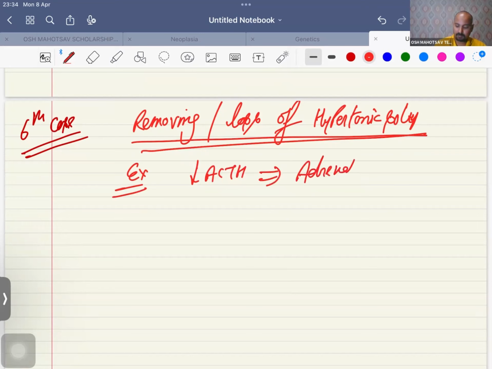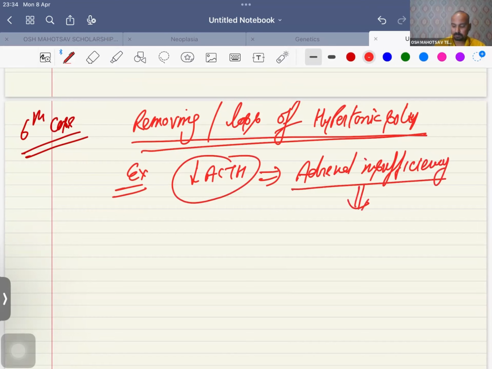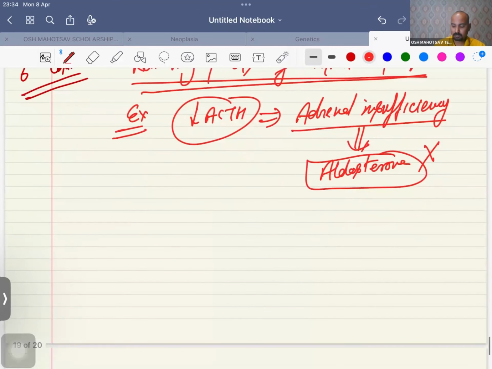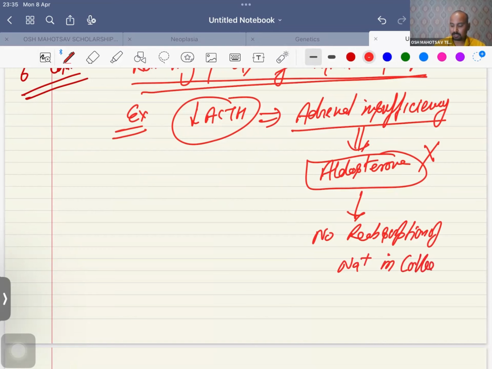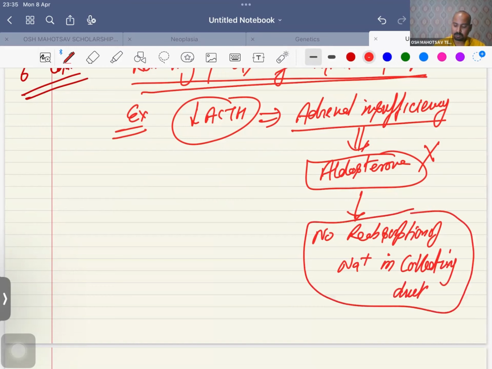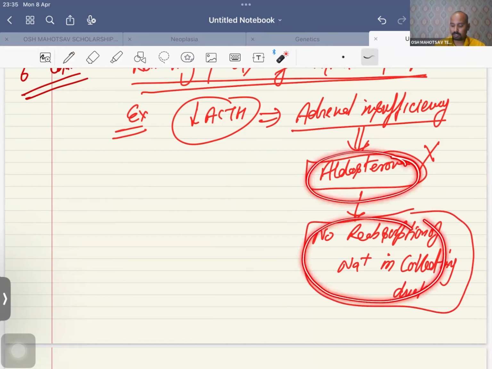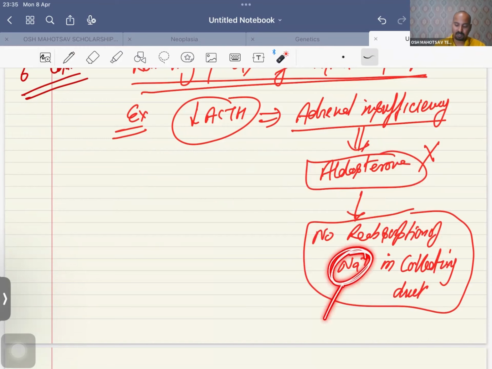adrenal insufficiency. Because if there is no ACTH, the level will decrease and the adrenal will not release aldosterone. If there is no aldosterone, then there is no reabsorption of sodium ion in the collecting duct, which means loss of sodium.